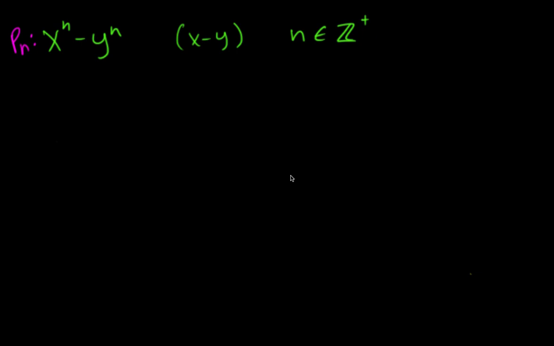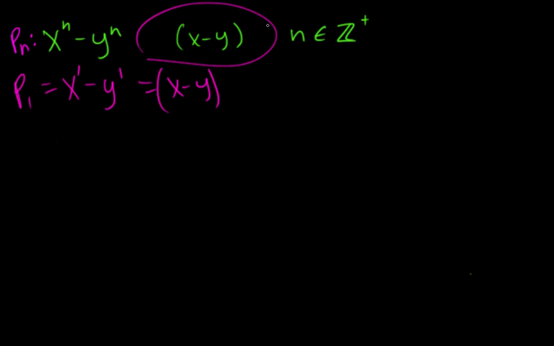Okay, let's do another one. So here's our P of n: x to the n minus y to the n has a factor that is x minus y, and it's for positive integers. So when we do this one, our first case is going to be P1, and that's just x to the 1 minus y to the 1, which is x minus y, which obviously has this as a factor. So we've proven the first case true.